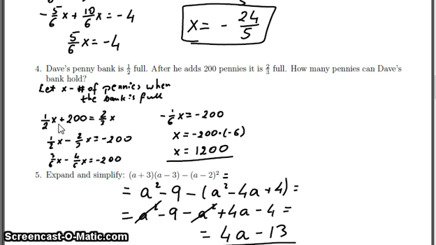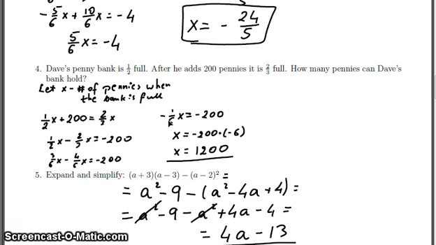So this is how many pennies he has, plus 200 is going to be 2/3 full, which means that at the end, after he adds 200 pennies, he's going to have 2/3 times x, where x is the number of all pennies in the bank. And then you have a linear equation, you solve it for x, so bring 2/3 x to the other side, so you subtract 200, I put it on the right hand side, so it's negative 200 on the right hand side. Find the common denominator for 1/2 and 2/3, so you have 3 over 6 x minus 4 over 6 x is equal to negative 200.